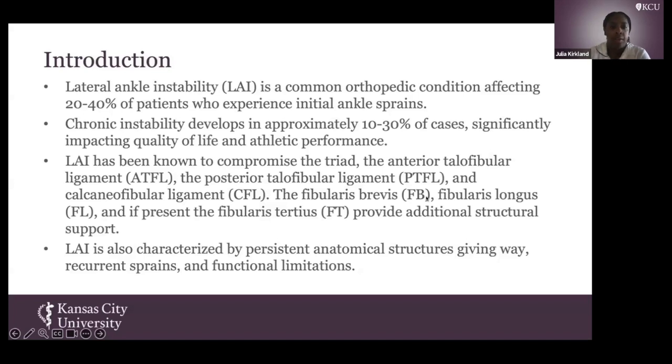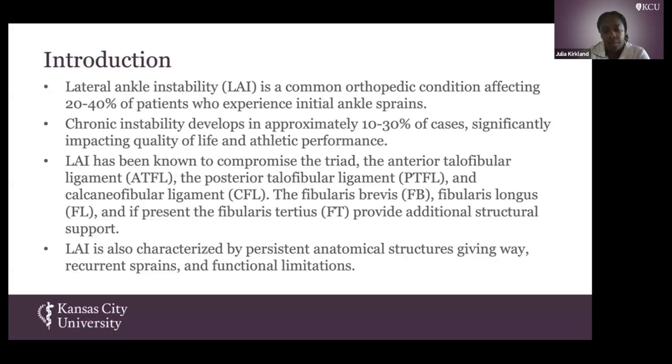So lateral ankle instability is a common orthopedic condition affecting 20 to 40% of patients who experience initial ankle sprains. These chronic instabilities develop in approximately 10 to 30% of cases, significantly impacting quality of life and athletic performance. Lateral ankle instability has been known to compromise the triad, such as the anterior talofibular ligament, the posterior talofibular ligament, and the calcaneofibular ligament.